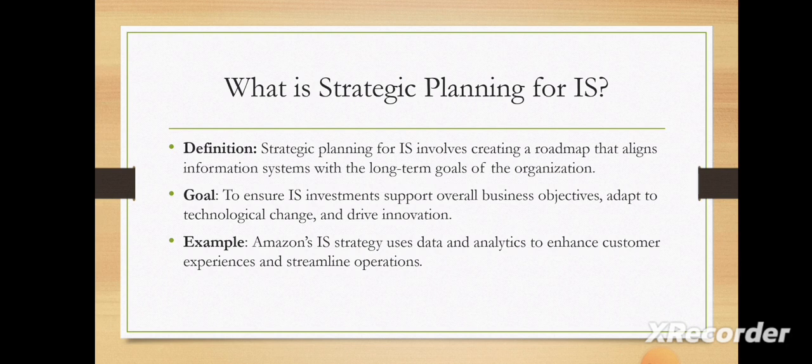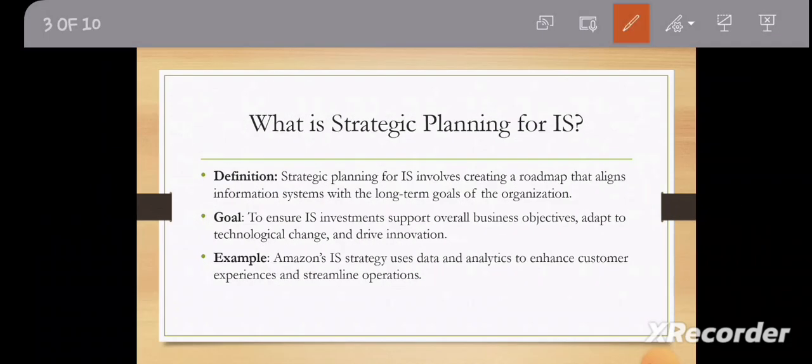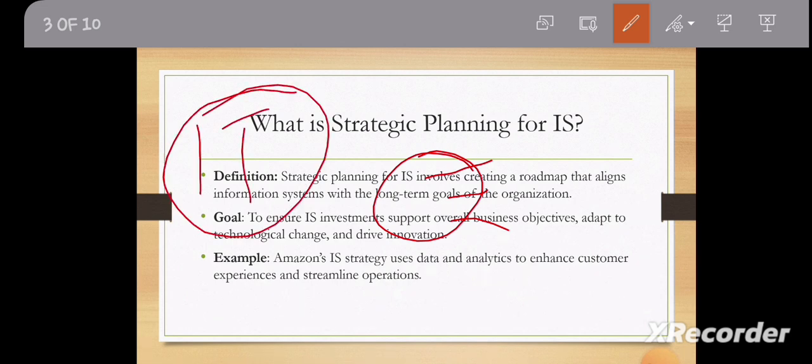Let's ask ourselves, what is strategic planning for information systems? Strategic planning for information systems involves creating a roadmap that aligns your technology investments with the long-term goals of your organization. It means that you have your organizational goals here, say goal 1, goal 2, goal 3. Then you have existing technologies, we call information technologies. As you are planning to invest in information technology, you must make sure that the investment aligns with the business goals of your organization.